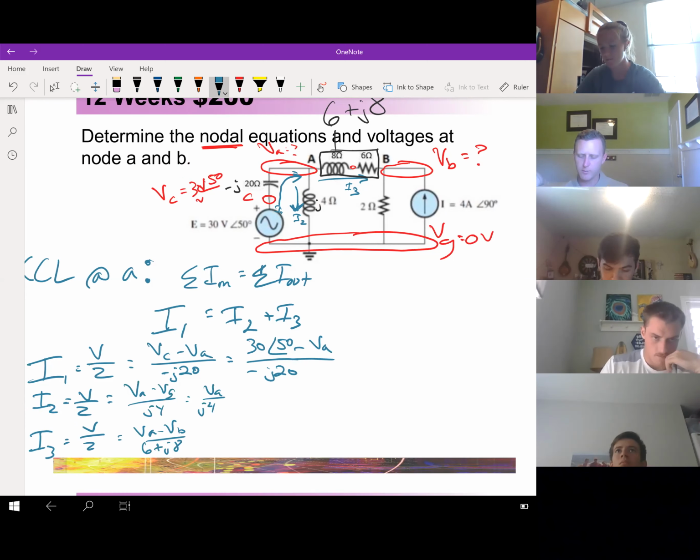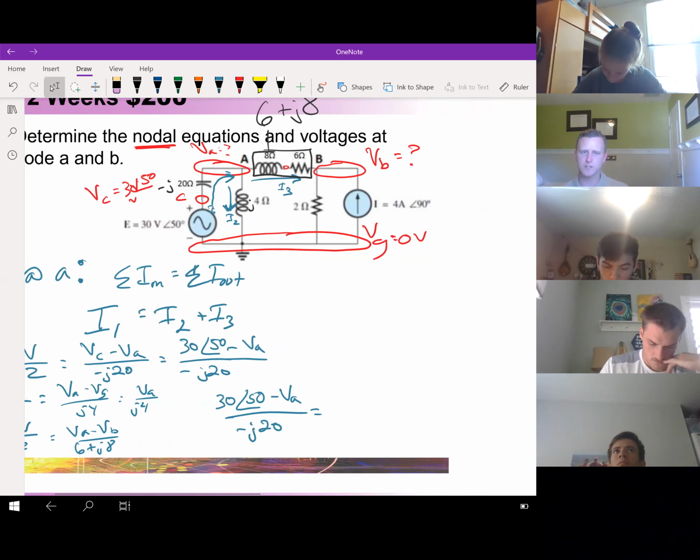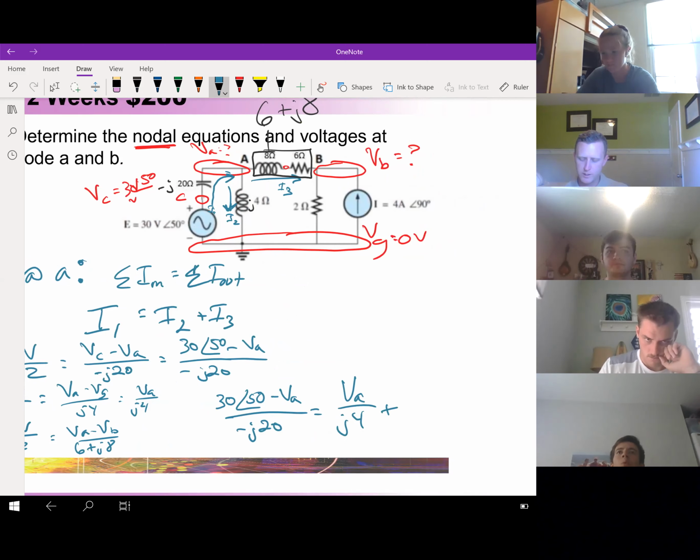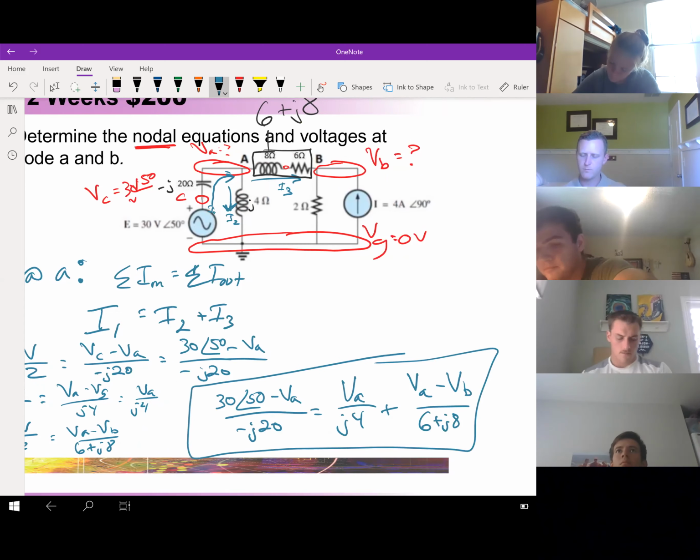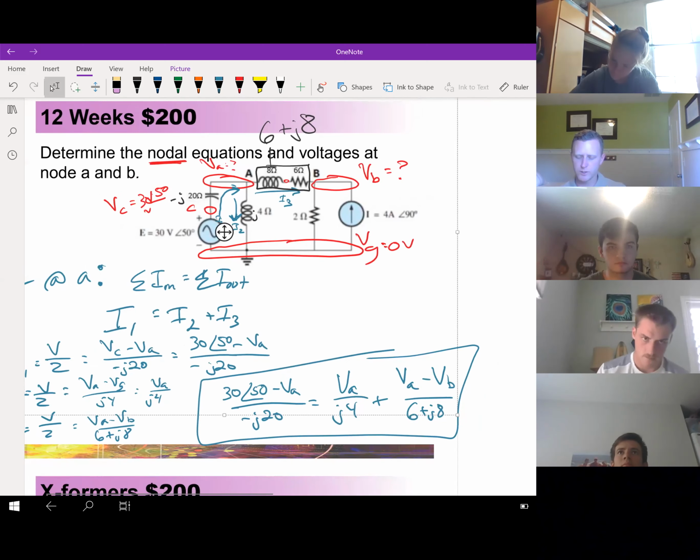So now at A, I can plug all of those in. 30 angle 50 minus VA divided by negative J20. That's I1. Keep the same equation as long as I drew my arrows. It doesn't matter which way I drew them. I just need to be consistent, from the tail to the tip. From VC to VA is what I did here. I2 is going from A to ground, VA over J4, plus VA minus VB over 6 plus J8. There is my A equation.